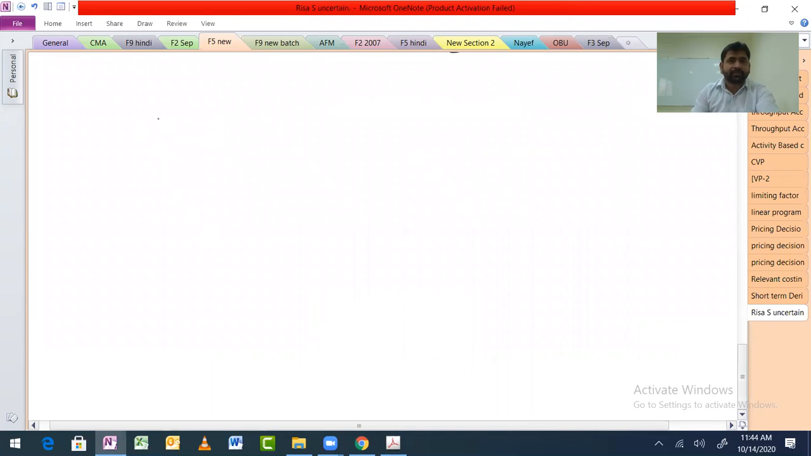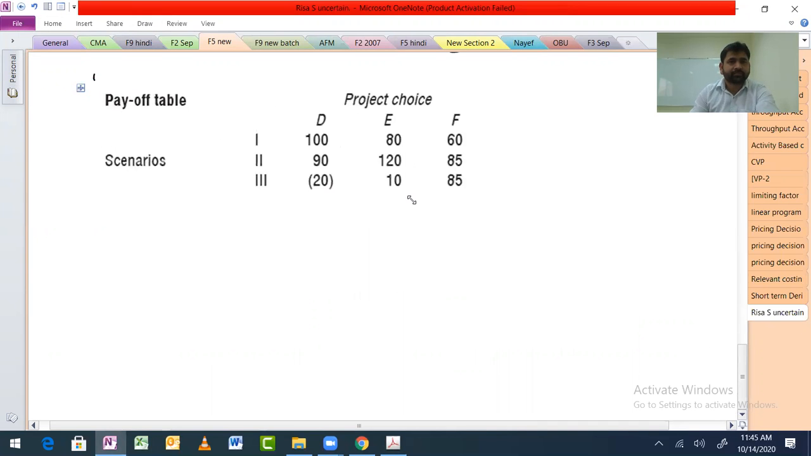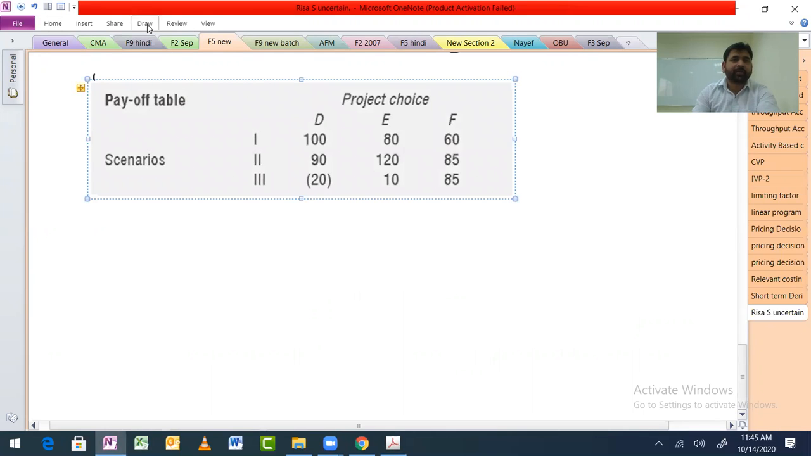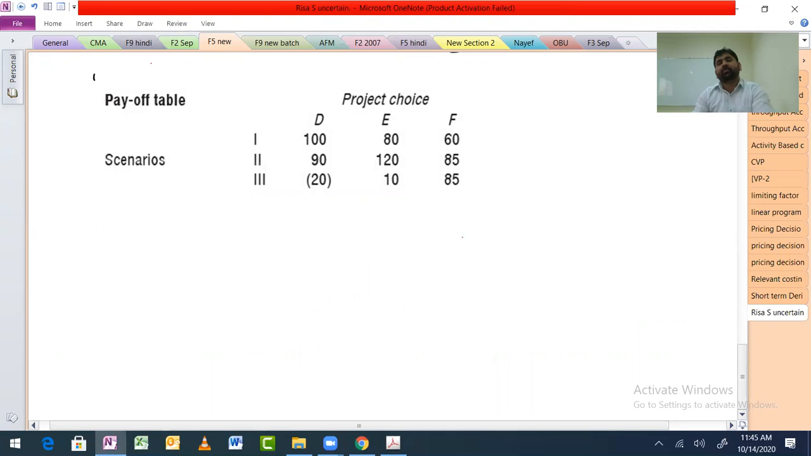So if this is your payoff table, okay, fine. Now tell me which point you want to start with. From where should we start? We'll do three things. Let's start with maximax.